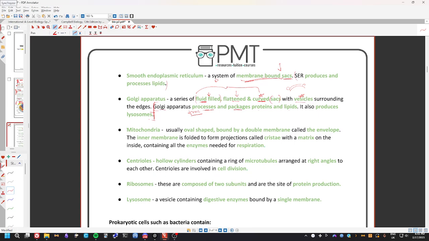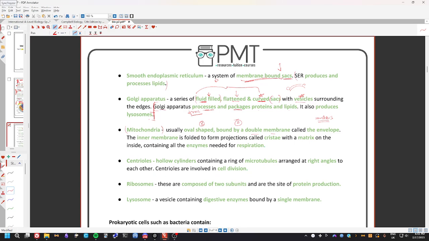Furthermore, mitochondria. This is the good old powerhouse of the cell. Usually oval shaped, bound by a double membrane called the envelope. So first property, oval shaped. Second property, double membrane, as you can expect. Envelope, similar to the nucleus. This is actually an important similarity to make. The fact that it's close to the nucleus, it's similar in structure to the nucleus.